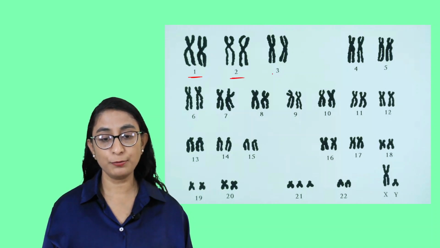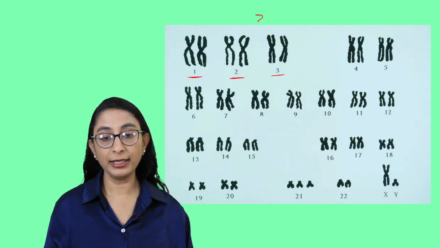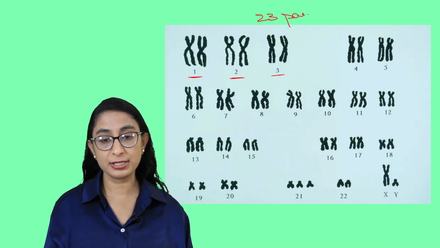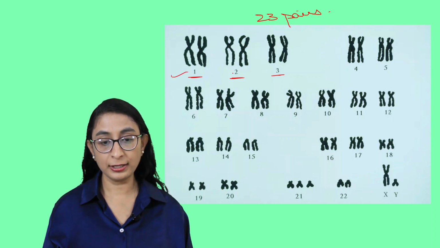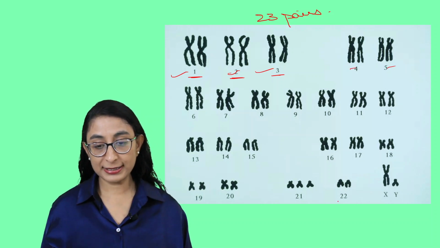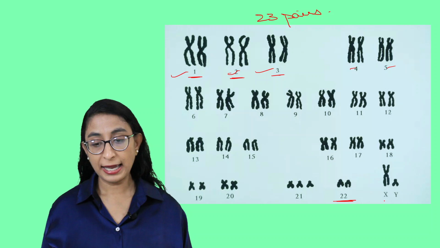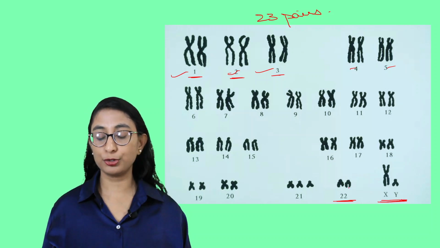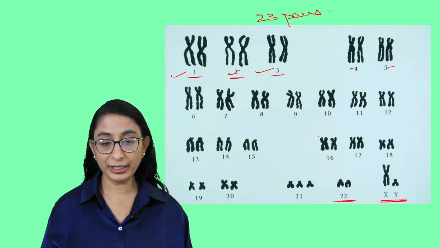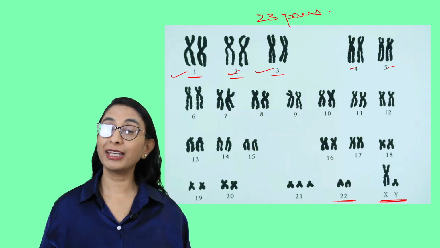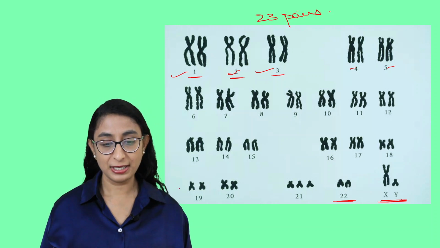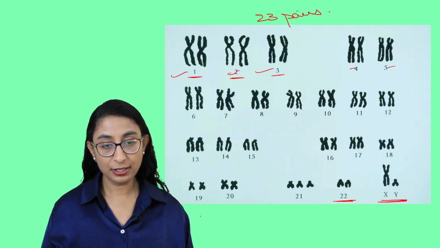Same is the case with second position, third position. So overall if you count all of this, you will get 23 pairs of chromosomes, isn't it? Correct? So here you have chromosome number 1, 2, 3, 4, 5, so on up to the 22nd pair of chromosome, and this is the 23rd pair of chromosome. So all these 22 pairs of chromosomes are called body chromosomes, or we can even call them autosomes. Body chromosome is also called autosome.